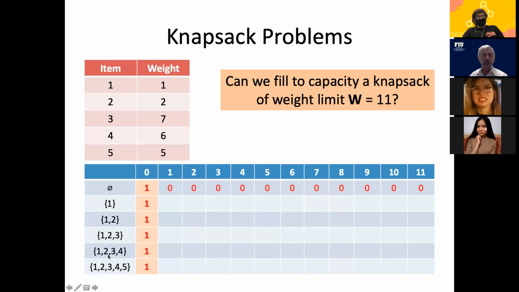And the rows are going to correspond to what I've shown you here. The first row is going to correspond to the empty set. The second row is going to correspond to just the item 1. The third row is going to correspond to the set of items 1 and 2. Then the next row is going to have 1, 2, and 3. Then the set 1, 2, 3, and 4. And finally, the set 1, 2, 3, 4, 5. Those are the labels that I'm going to give to the rows.